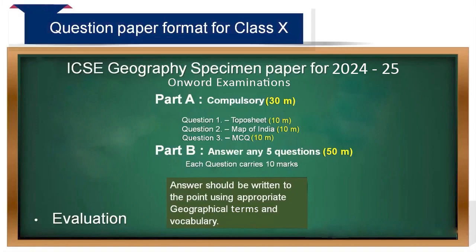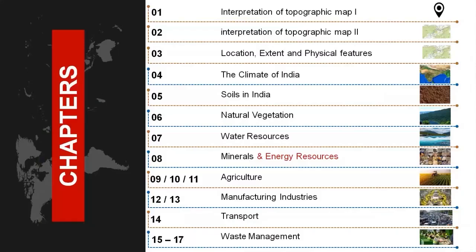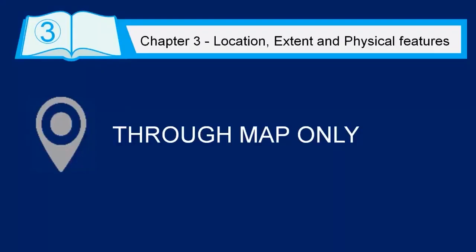In the present video, I have given chapter-wise guidelines to prepare for the ICSE examination of geography based on the syllabus. You can see in the slide the content given. Now, we will discuss how to study chapter-wise while preparing for the examination. First of all, remember, Chapter 3 on location, extent and physical features of India is to be studied through map only. This has been covered in the map pointing section.